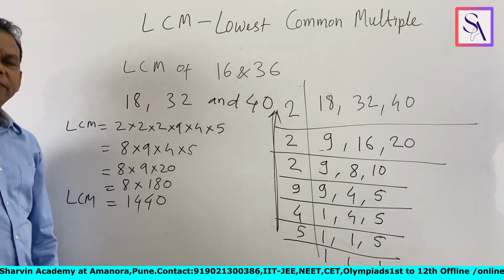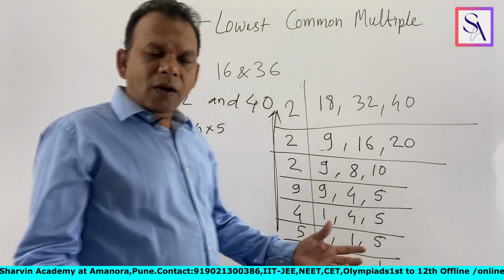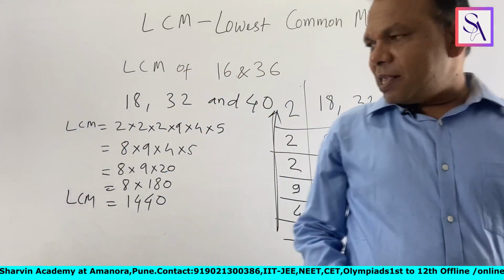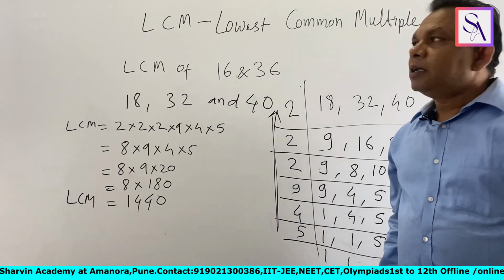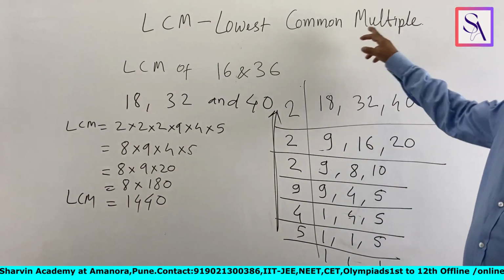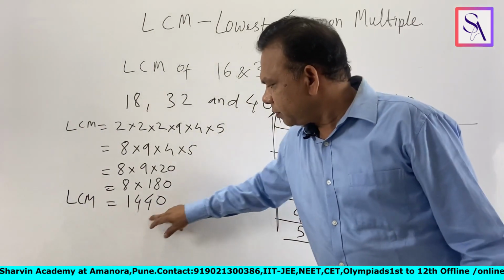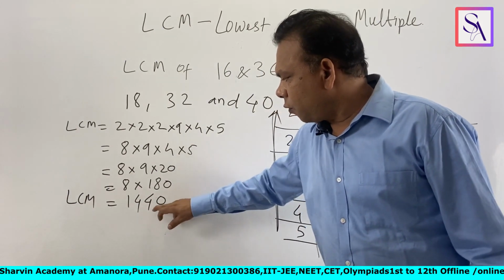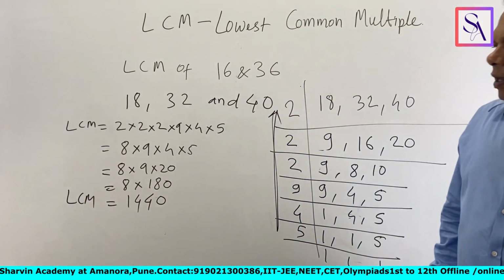This is the answer. So you got the concept of LCM. LCM is nothing but the lowest common multiple. So this is the multiple, 1440.